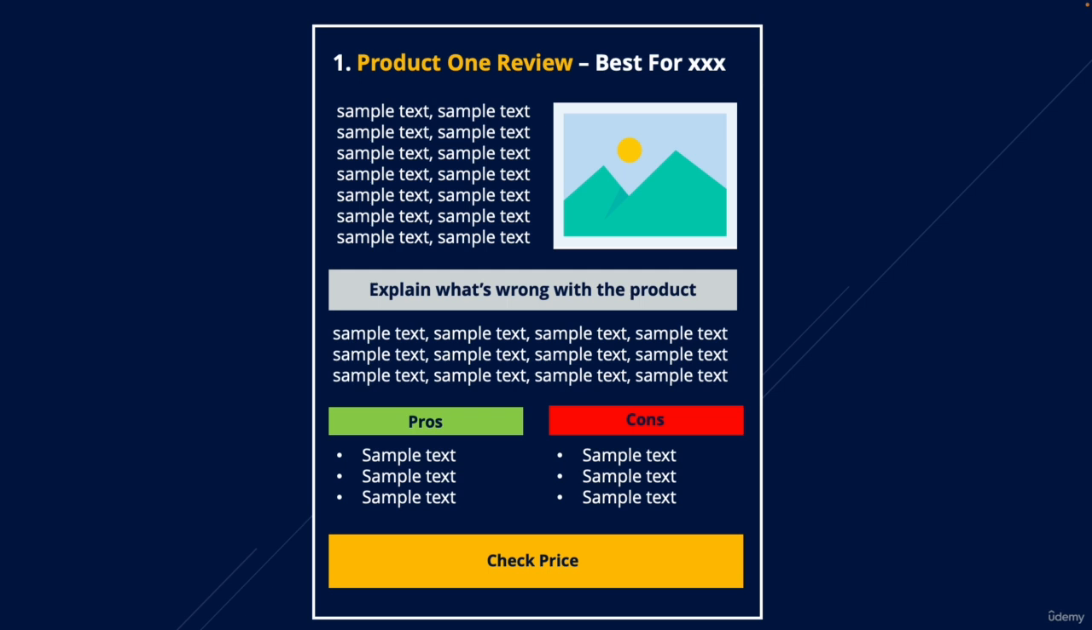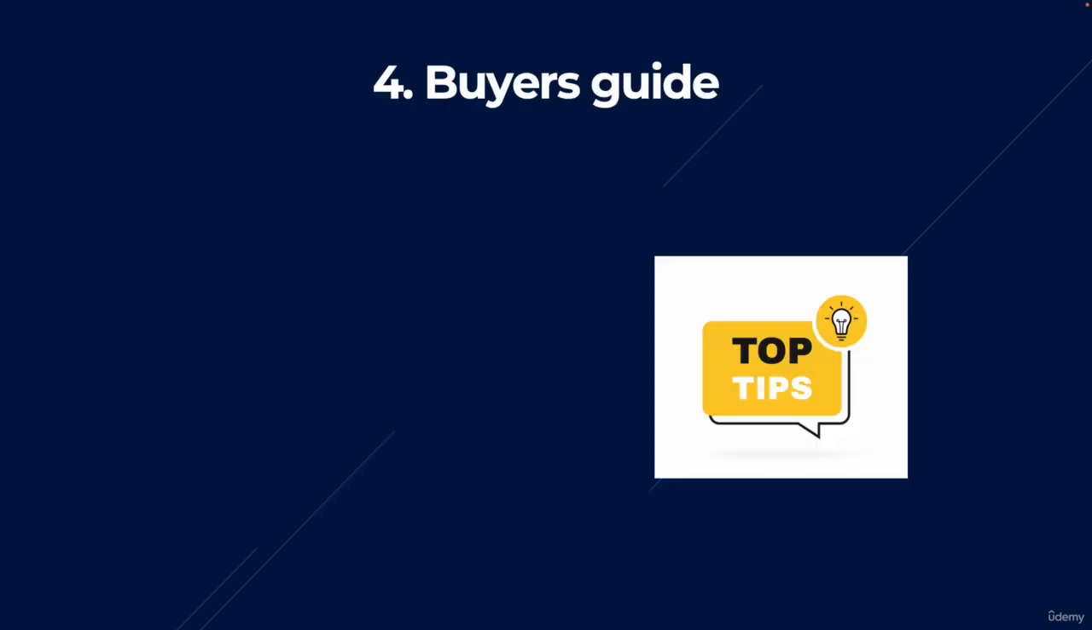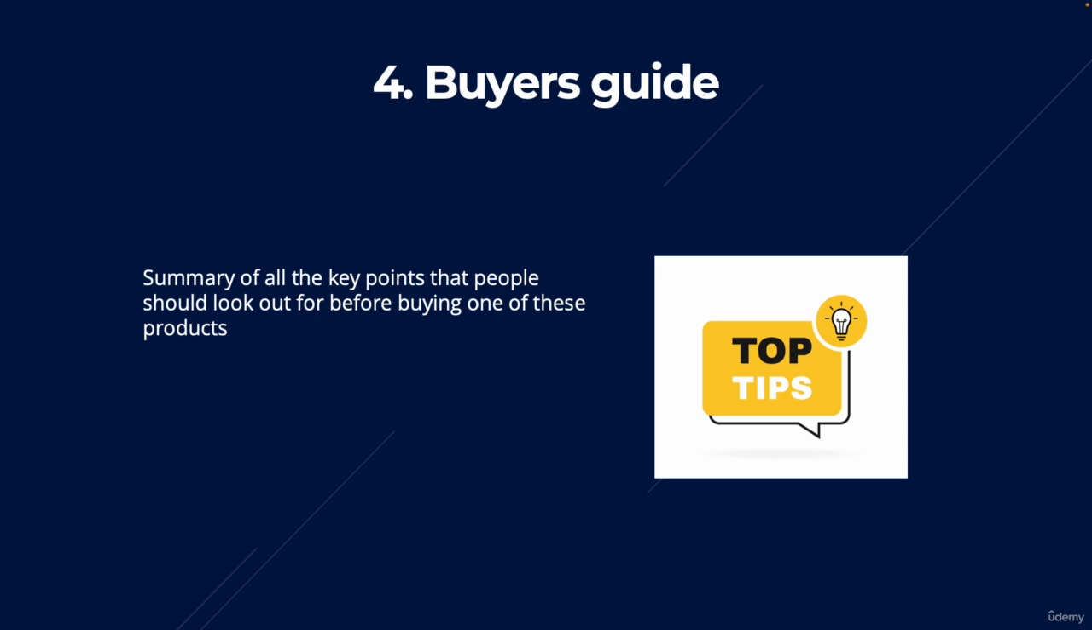Once you've written all your detailed product reviews, part 4 is going to be a buyer's guide. A buyer's guide is pretty much a summary of all the key points that you should look out for when buying one of these products. You could also view a buyer's guide as your top tips section. For example, if you're promoting table saws again, you could say check the blade guard, make sure the safety rating's good, the build quality of the table saw. You just need to guide the buyer to make sure they make the right decision.